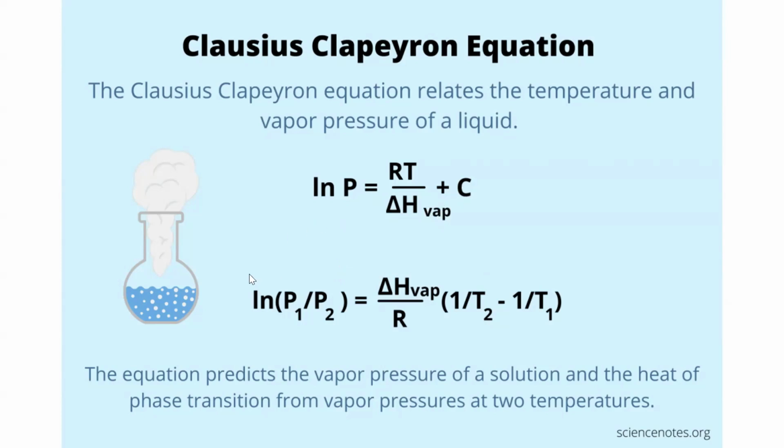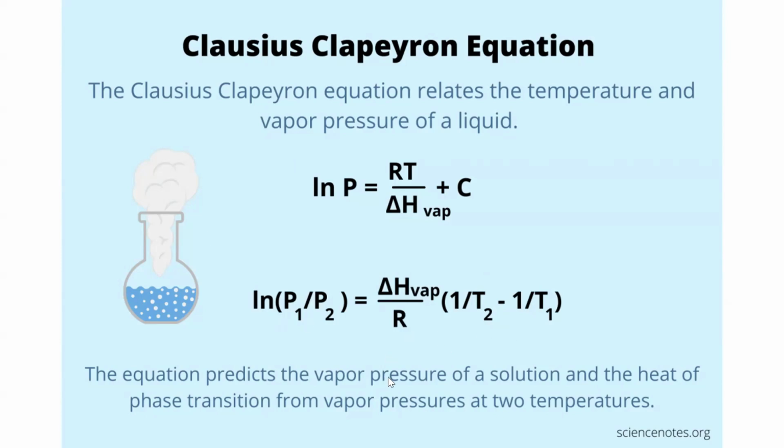The equation can be rearranged to ln(P2/P1) = ΔH_vap divided by the universal gas constant R, multiplied by the bracket 1/T2 minus 1/T1.